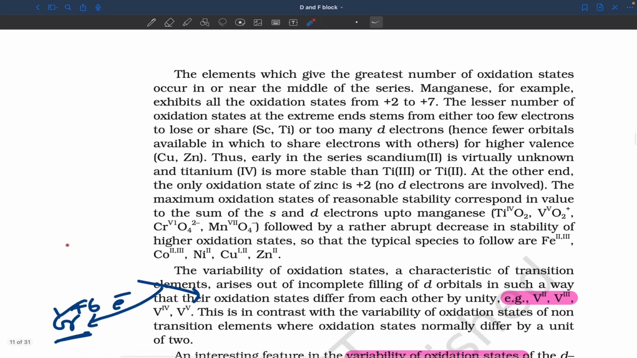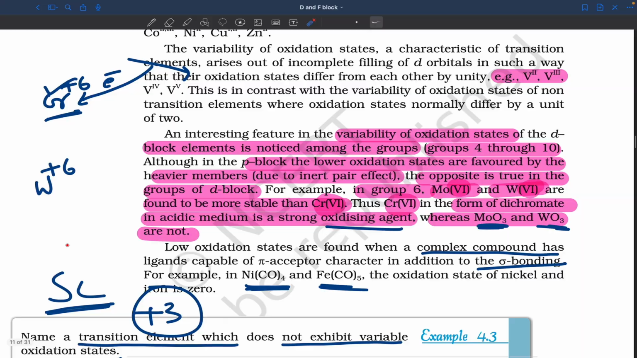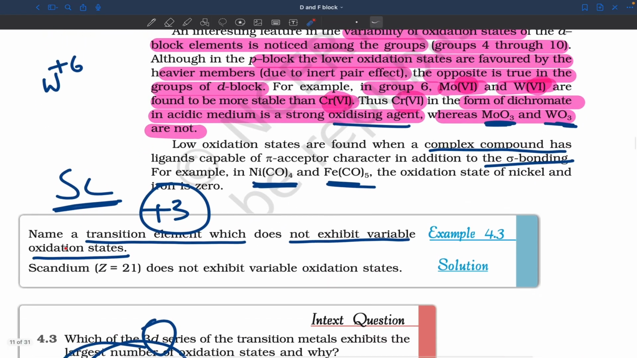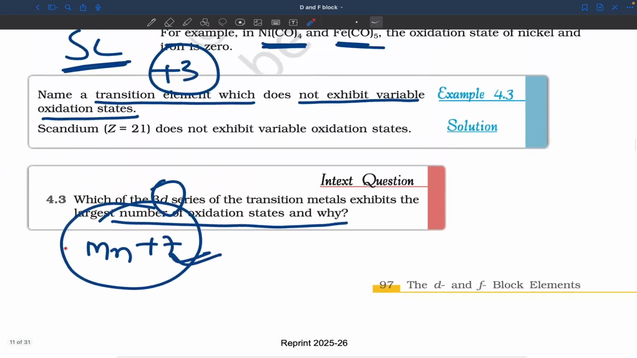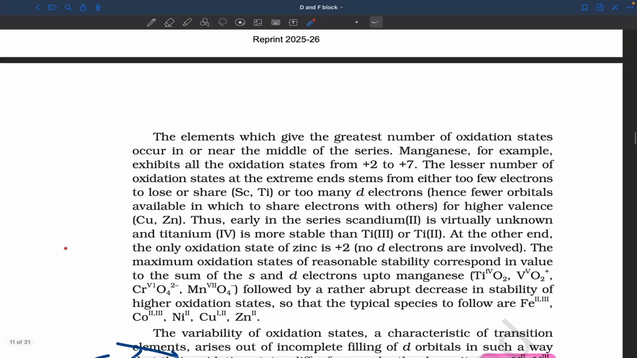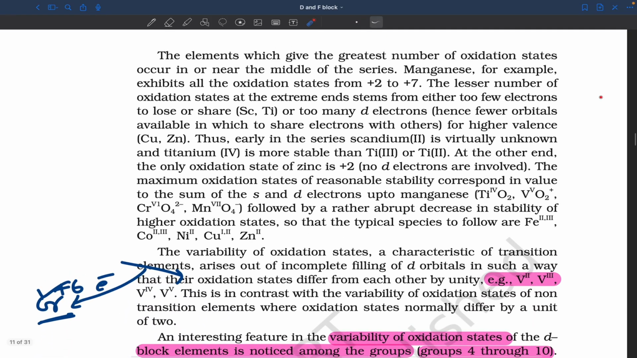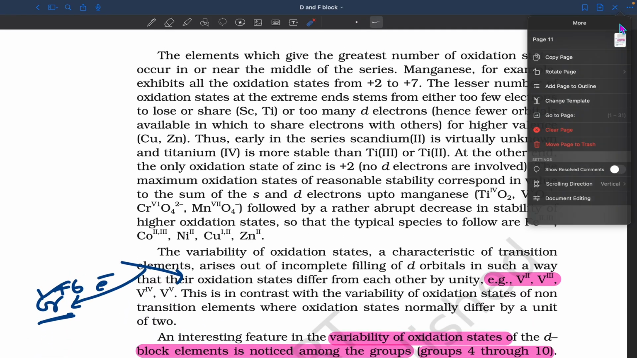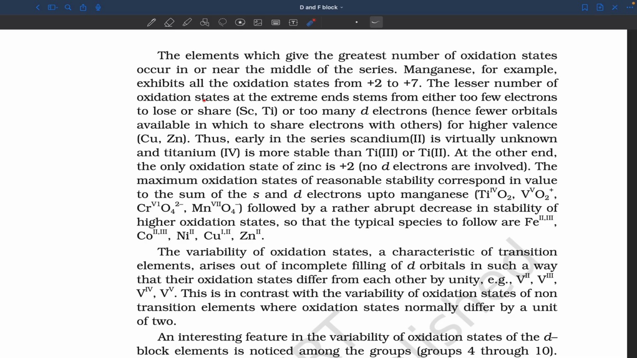So here are a few things given about these. You have to go through these. Okay, shall we go through these? Look, it is given here. The elements which give the greatest number of oxidation states occur nearly in the middle of the series. Manganese, for example, exhibits all oxidation states starting from +2 to +7.